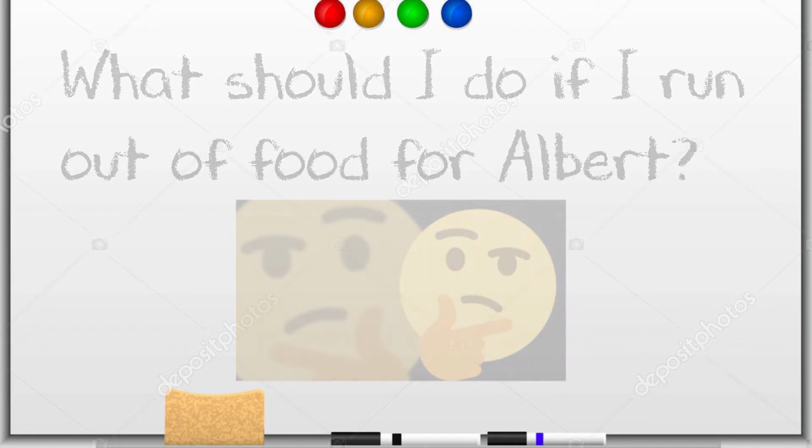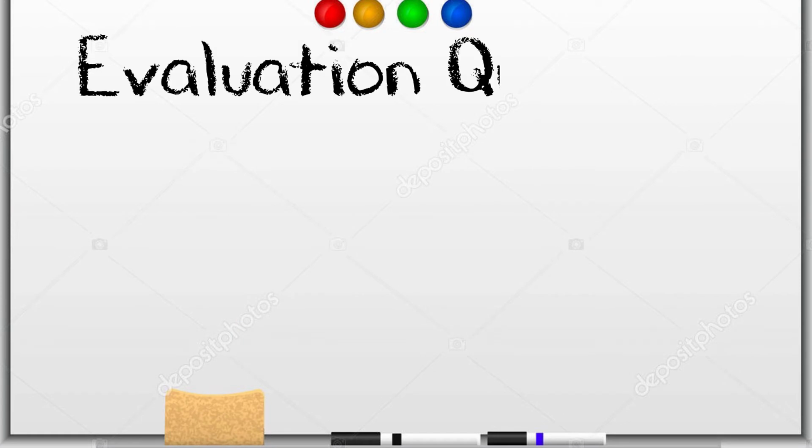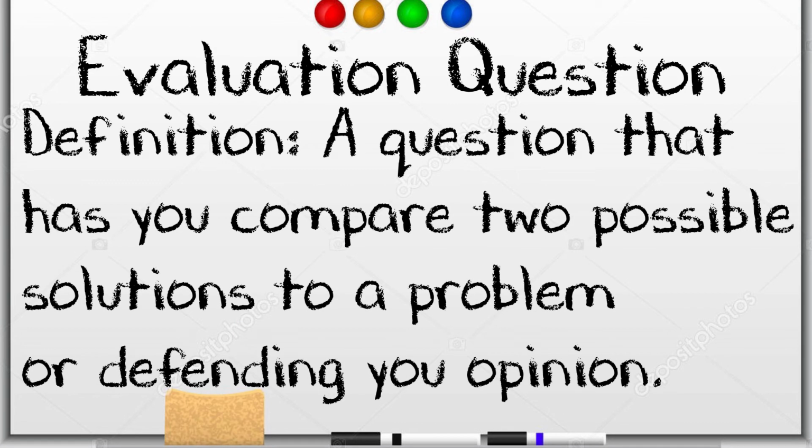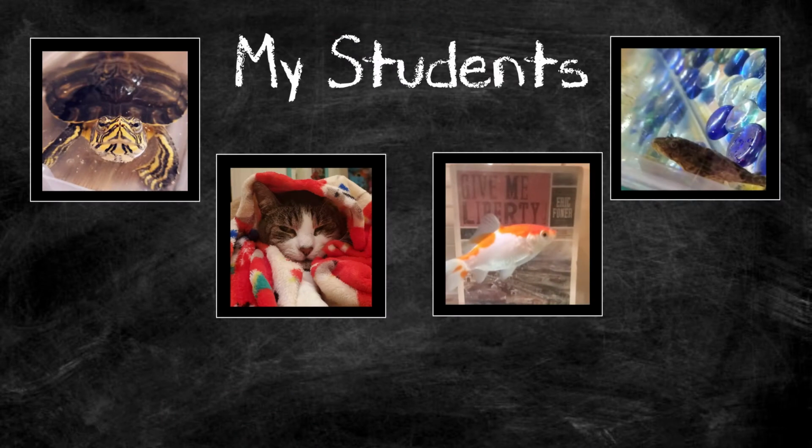The sixth and final type of question is evaluation. This kind of question could be comparing possible solutions to a problem, or forming and justifying your opinion on something. For example, if you're going to be friends with just one of my students, which one would you choose? And why? Who would least likely be your friend?